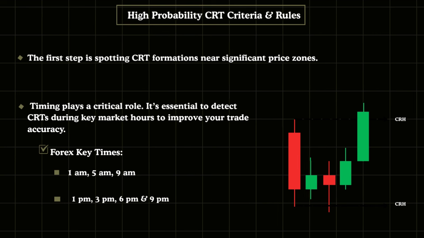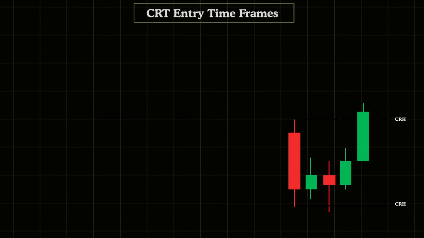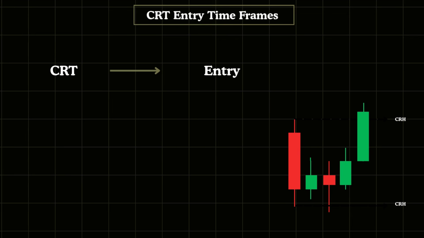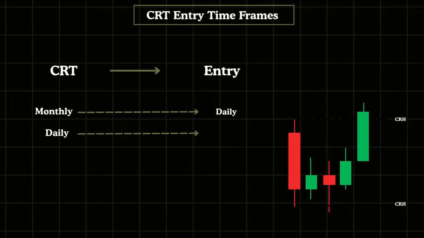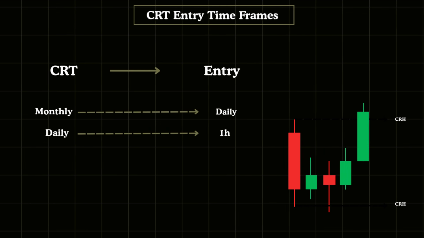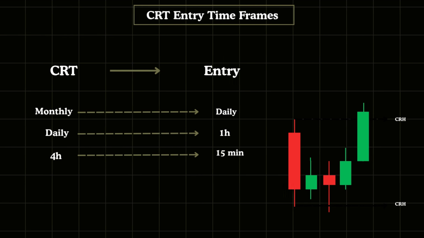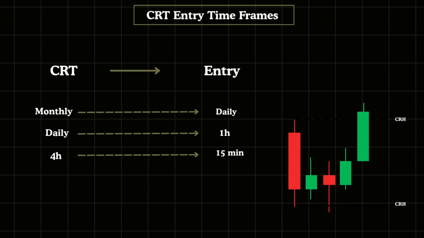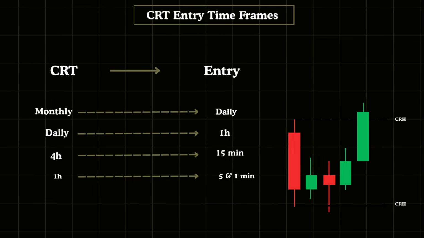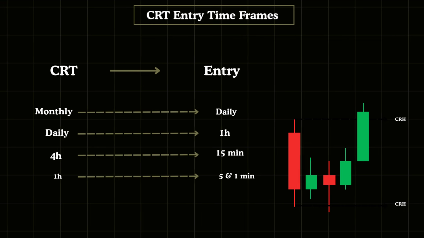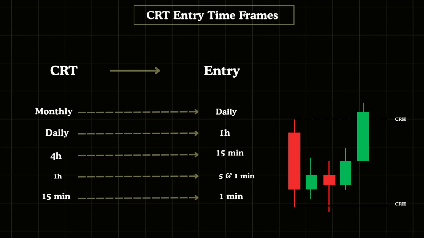When it comes to aligning your entry time frame with the time frame of your CRT, use the following structure. If your CRT setup is based on the monthly chart, use the daily chart for entries. If it's coming from the daily chart, execute your trades on the 1-hour chart. CRTs found on the 4-hour chart should be paired with the 15-minute chart for entries. If your CRT is on the 1-hour chart, then 5-minute or 1-minute charts are best for execution. Finally, when CRTs are identified on the 15-minute chart, the ideal entry frame would be the 1-minute chart.